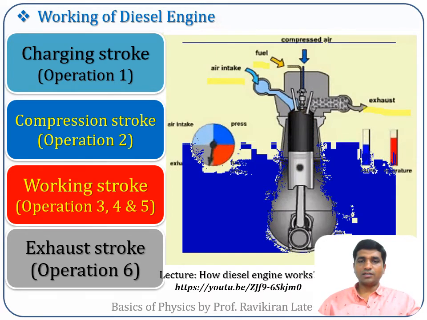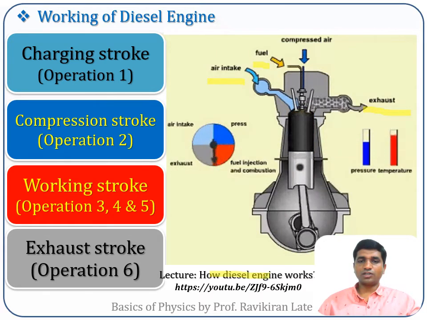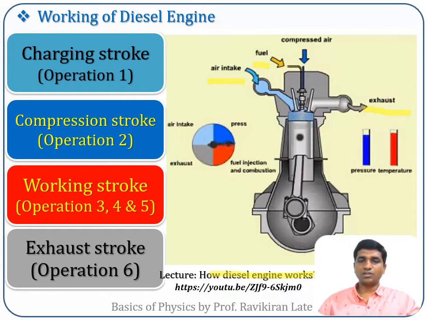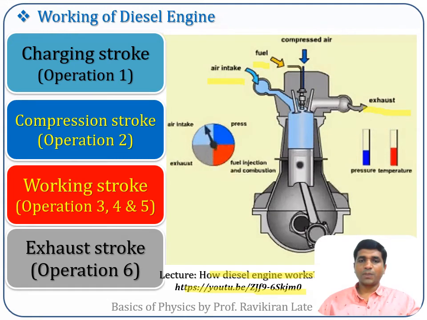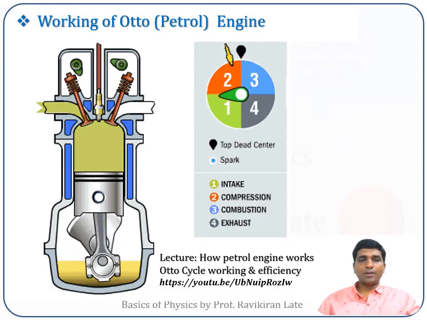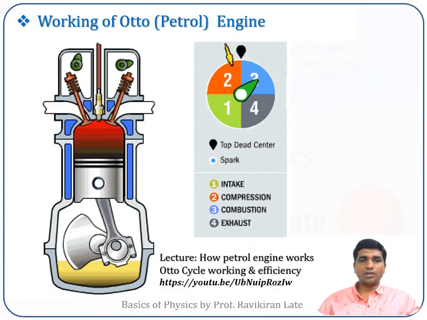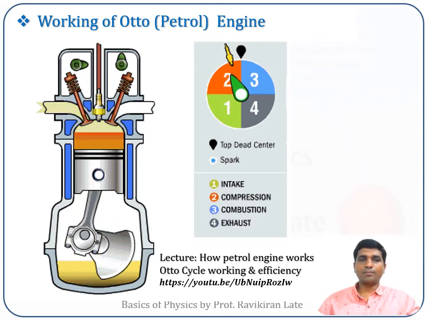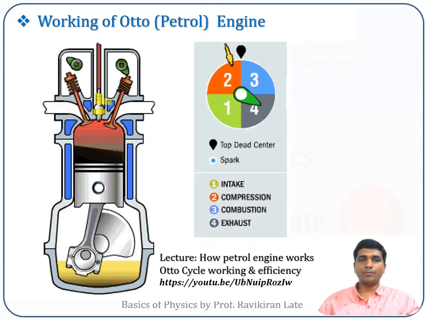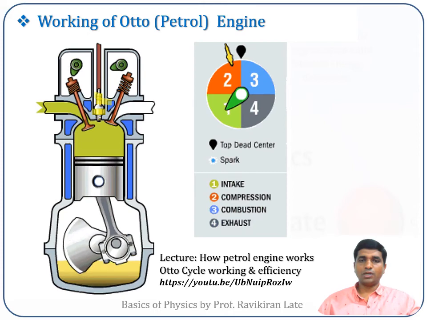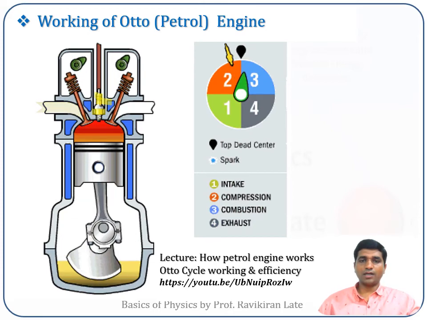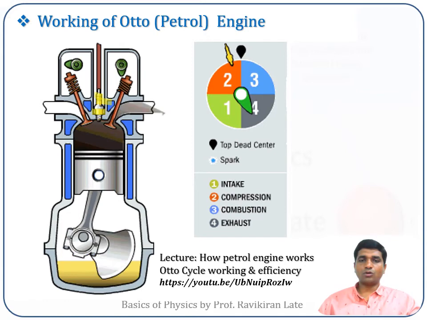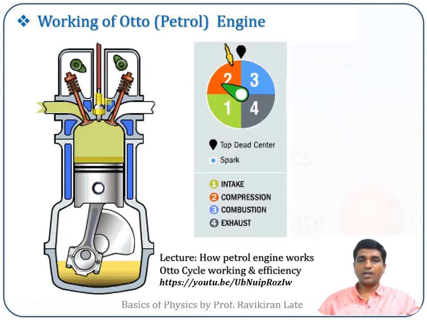This we have already discussed in our earlier lecture. You can search on YouTube for how a diesel engine works. You will get a video lecture prior to this lecture. We have uploaded that lecture. You can go through that lecture for further information. If you compare this diesel engine with a petrol engine, a diesel engine does not have a spark plug, whereas in a petrol engine you have a spark plug between the valves I1 and I2. This we have given in our earlier lecture on how a petrol engine works, that is the Otto cycle working and the derivation of its efficiency.